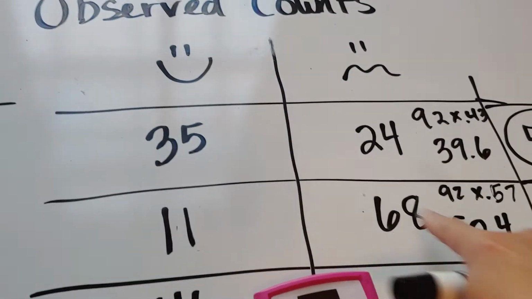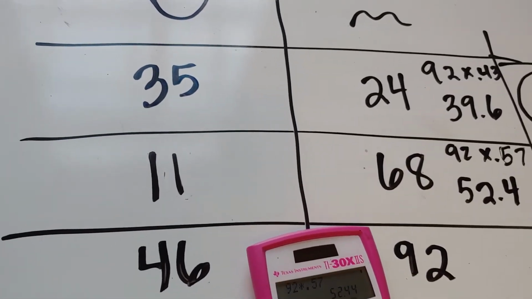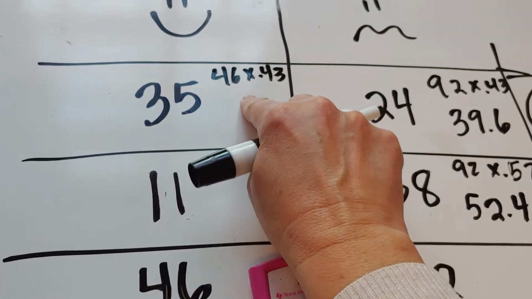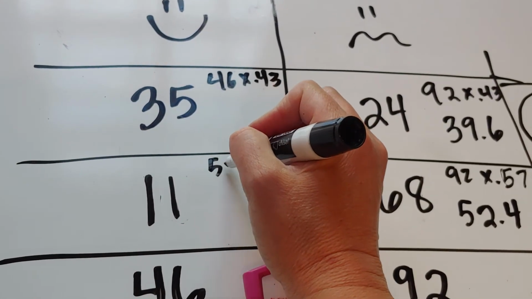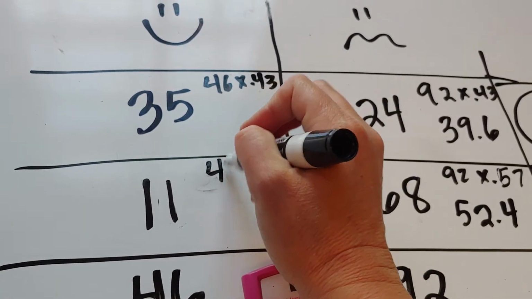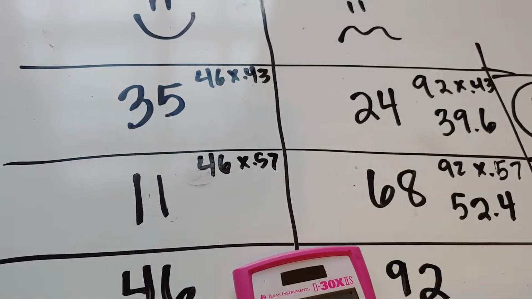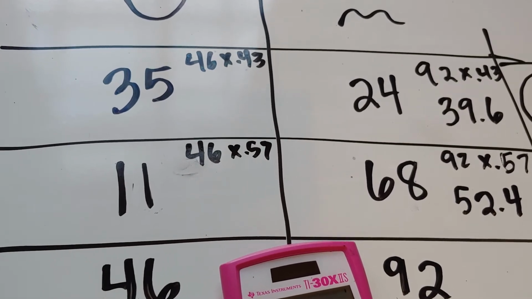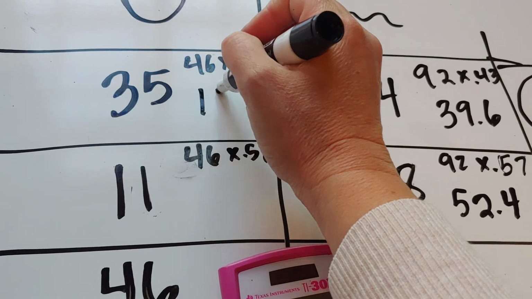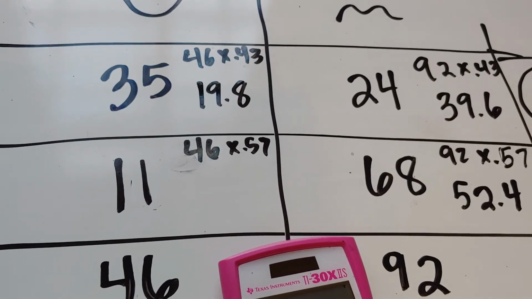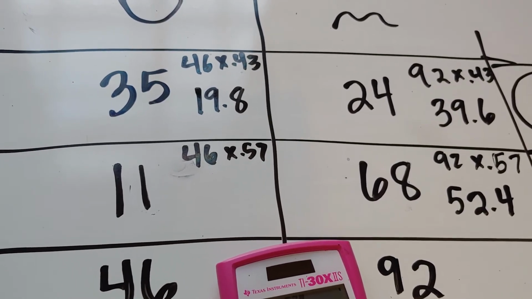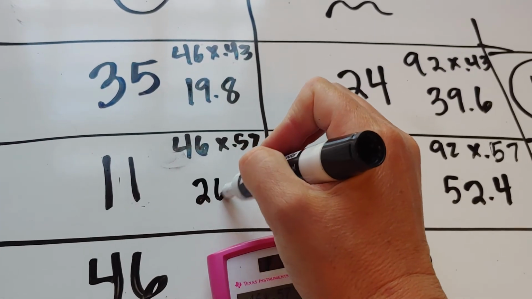Okay. We're going to do the same thing over here for this group. So this group is 46, so I'd expect 43% of the 46 to be in this group, and I'd expect 57% of 46 to be in this group. All right, so let's go ahead and figure out what those numbers are as well. Okay, I have, it looks like 19.8, and when I do the next one, I'm going to get 26.2.